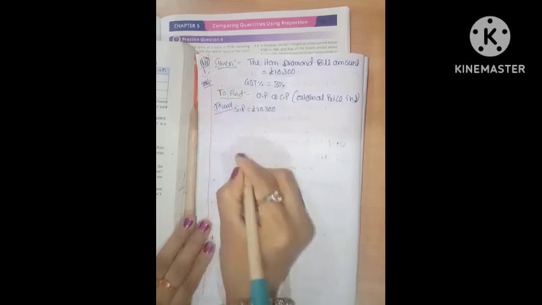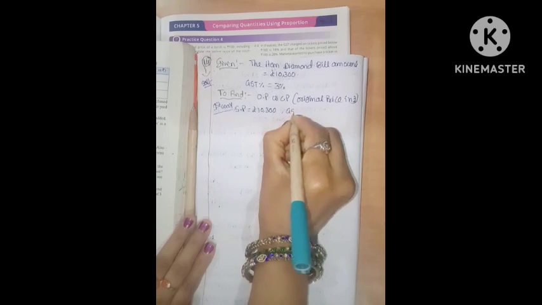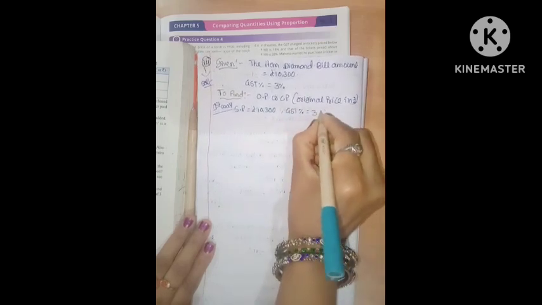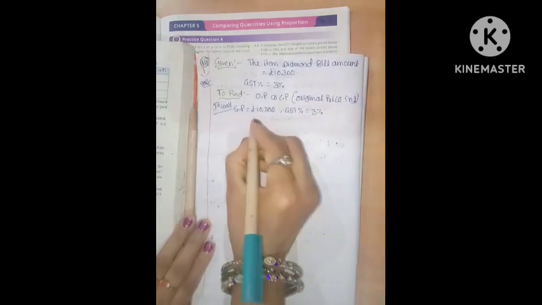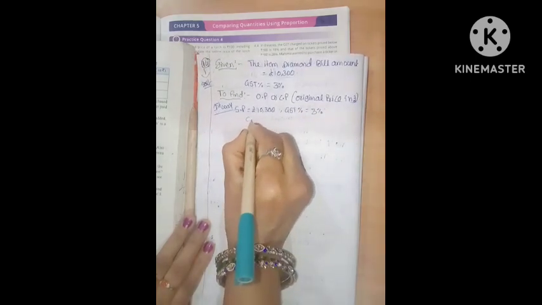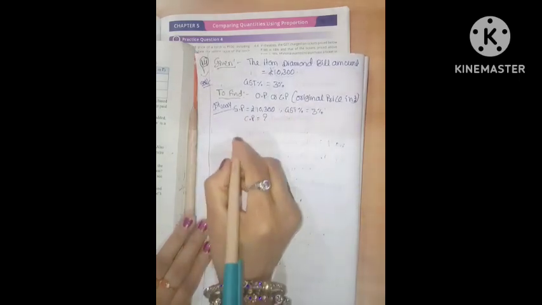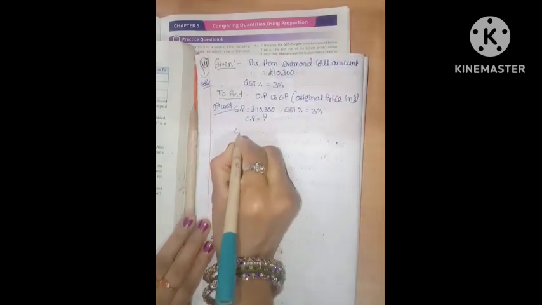Two ways today we will learn. Next, the GST percentage means the profit percentage is given. Both are given. How to calculate the CP or original price? Both are the same only, so one formula is there.